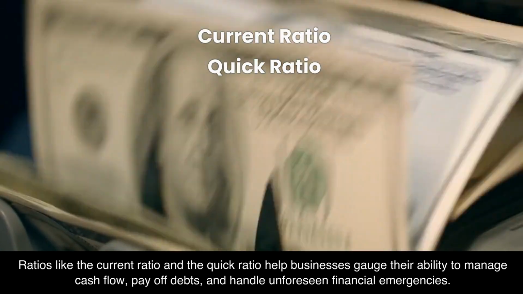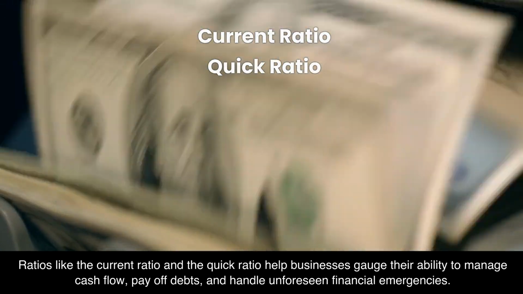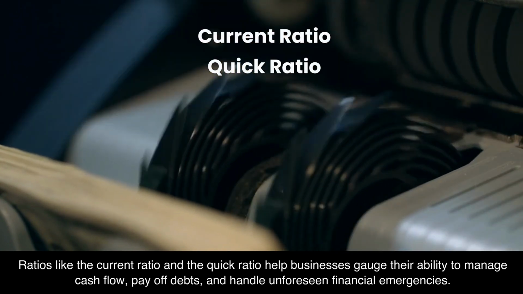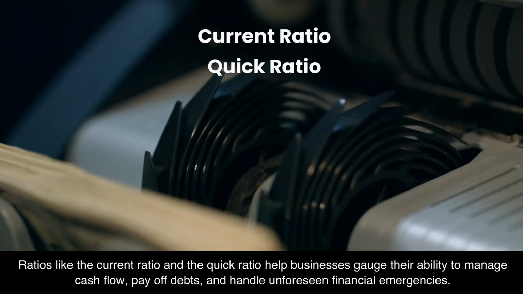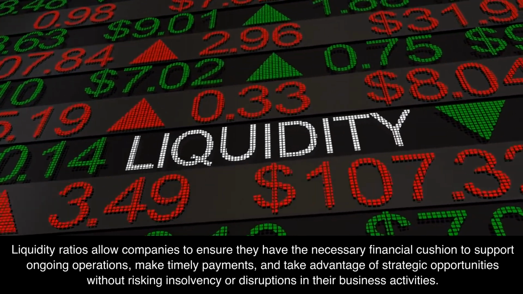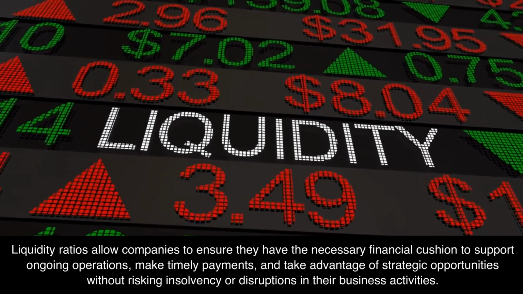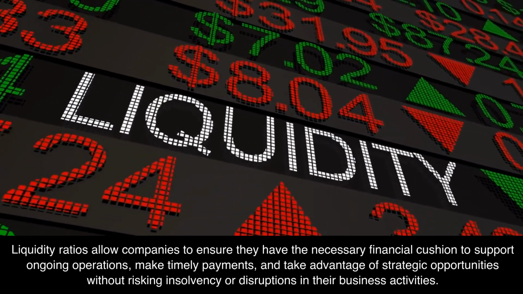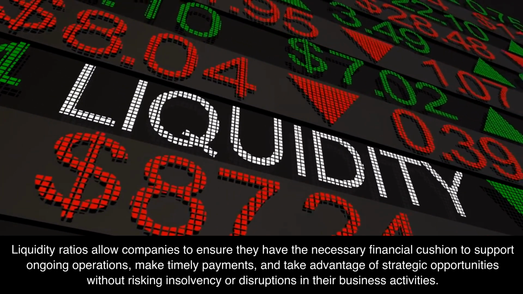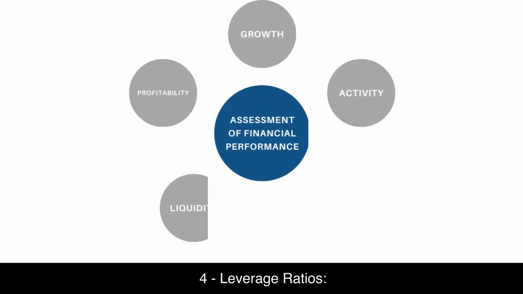Ratios like the current ratio and the quick ratio help businesses gauge their ability to manage cash flow, pay off debts, and handle unforeseen financial emergencies. Liquidity ratios allow companies to ensure they have the necessary financial cushion to support ongoing operations, make timely payments, and take advantage of strategic opportunities without risking insolvency or disruptions in their business activities. 4. Leverage ratios.